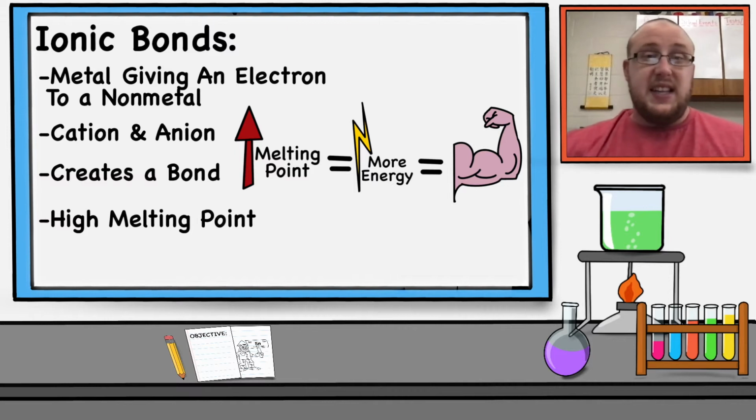If we're getting anything out of this, we want to know that ionic compounds happen between a metal and a nonmetal. They happen when an electron is donated from the metal to the nonmetal, thus creating a charge difference, making them bond together. This is a very strong bond. So that's your main point so far.